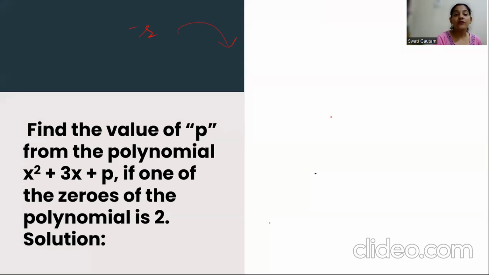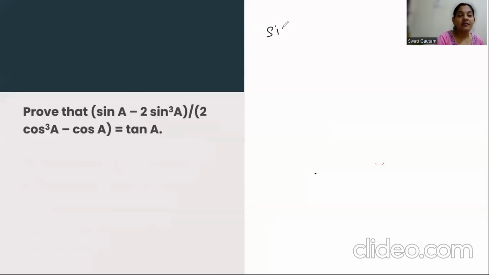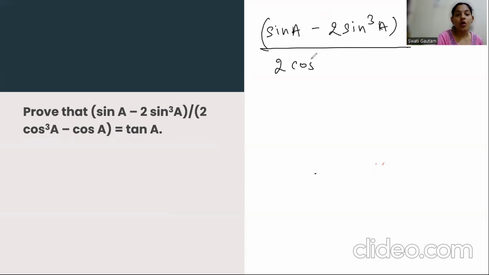So this is the question from trigonometry. Now we have to understand. The question is: sine A minus 2 sine cube A divided by 2 cos cube A minus cos A. We have to prove it equals tan A. So this is a question of proof.